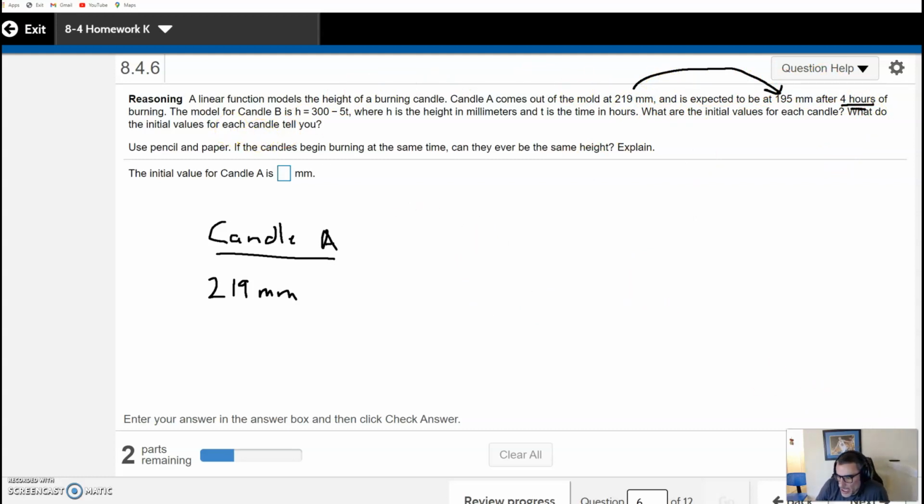The model for candle B, so we have an equation here for candle B, is the height, right? So our height h is equal to 300 minus, it looks like this would be 5t, where h is the height in millimeters and t is the time in hours. So this candle starts off at 300. So we have to be fluent in math here. We have to recognize that, hey, this candle is starting off at 300, and then it's going to lose 5 millimeters every hour. What are the initial values of each candle, and what do the initial values for each candle tell you? So that's why, again, the question here has to do with initial values more than it does the rate of change, and that's why I'm focusing on the 300 and the 219.